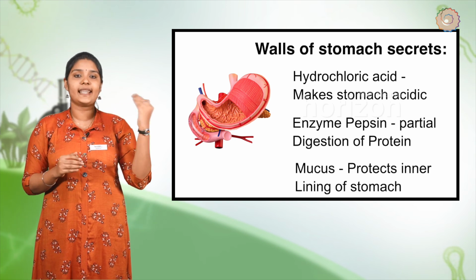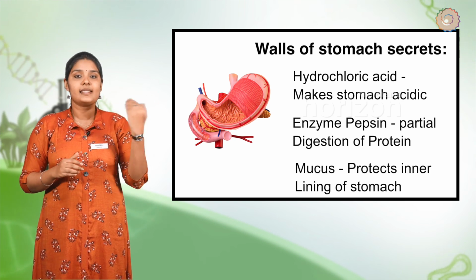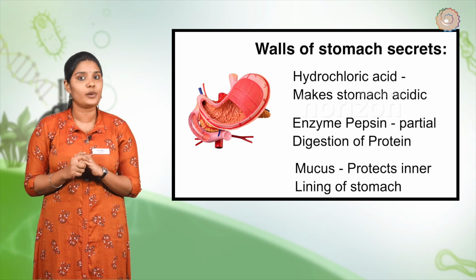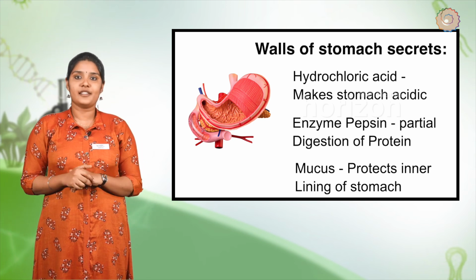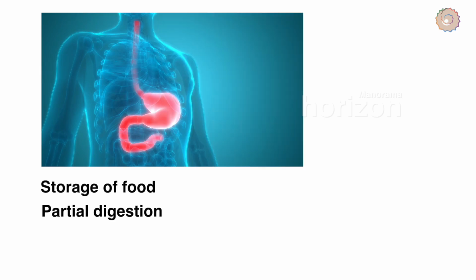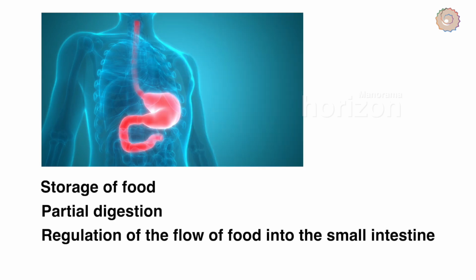The mucus secreted by walls of the stomach saves the inner lining of the stomach from getting damaged from hydrochloric acid. Stomach serves three main functions: storage of food, partial digestion and regulation of the flow of food into the small intestine. The movement of food particles to the small intestine is regulated by the sphincter muscle.